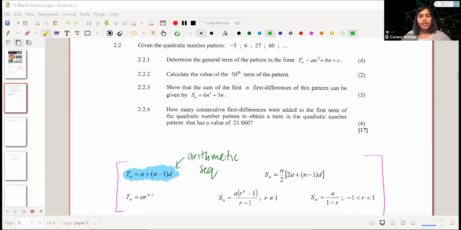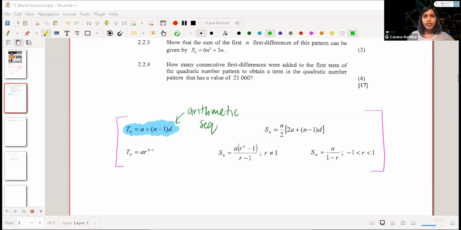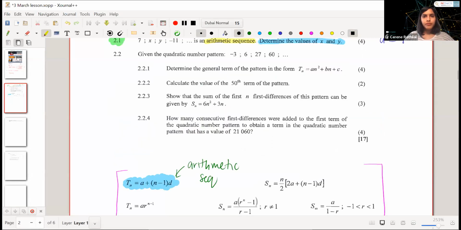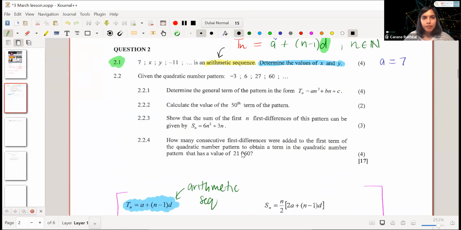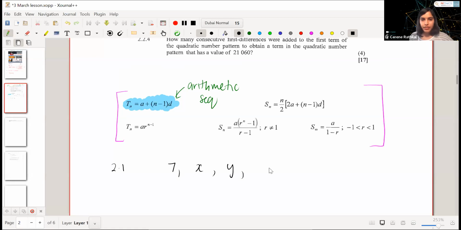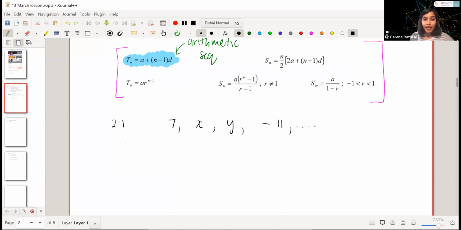Okay, so let's answer. I'm now answering question 2.1. Oops. I need a pen, not a highlighter. So I've got question 2.1. I've got my sequence 7, x, y, let's scroll back up, minus 11. I know that the sequence is an arithmetic one. I also know that A equals 7. And what I want to do is solve for D, which is my unknown, right? So that's the idea in here.